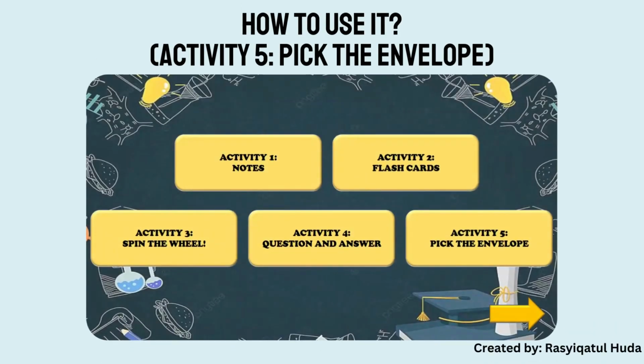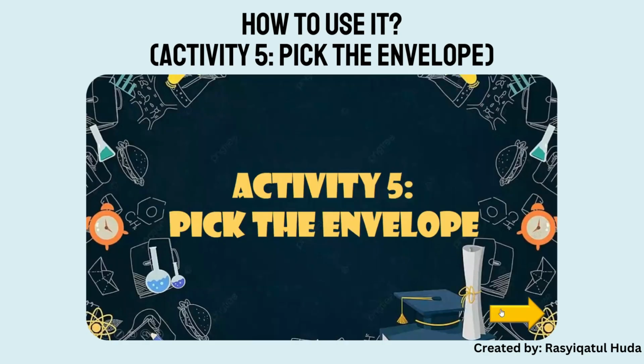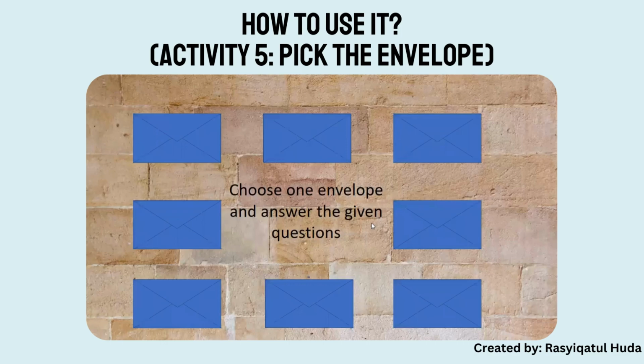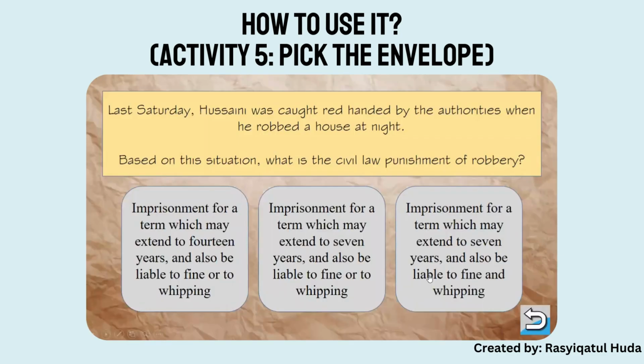So we move on to the next activity, activity 5, which is pick the envelope. Students are asked to choose one envelope and answer the given question. This activity focuses on situation-based questions. For example, the topic of Sariqah and Hirabah. Students need to read the question and click on the right answer.